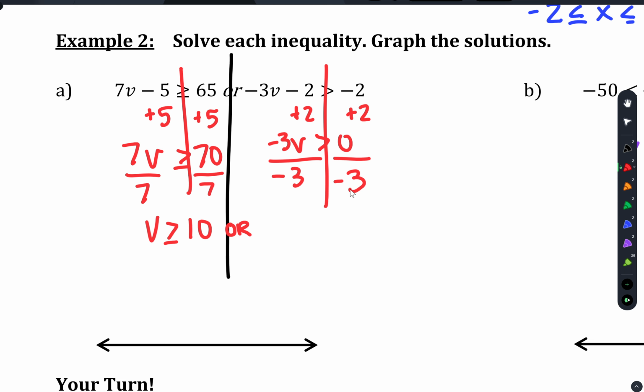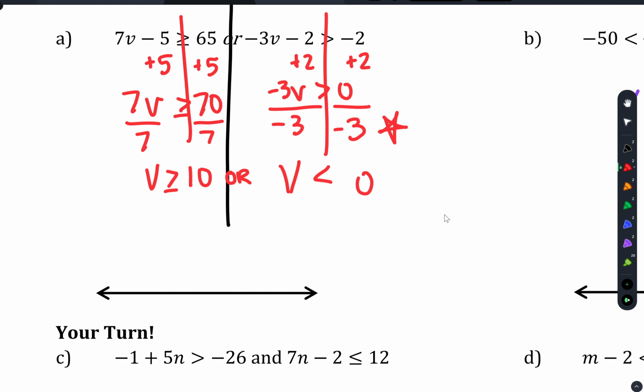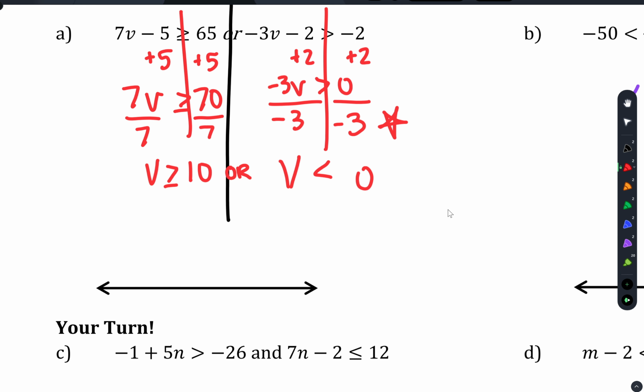What's my answer when I divide by -3 on both sides? Jacob? There's a 0 over here. What else? There's a v over here. What's my sign in the middle? It's what? It's less than. We divided by a -3. Remember, that's my one rule for inequalities. Anytime I divide or multiply by a negative number on both sides, I gotta flip my sign. So I have v is greater than or equal to 10 or v is less than 0.